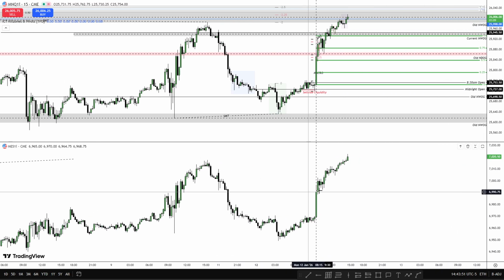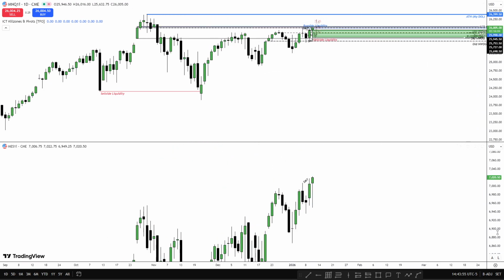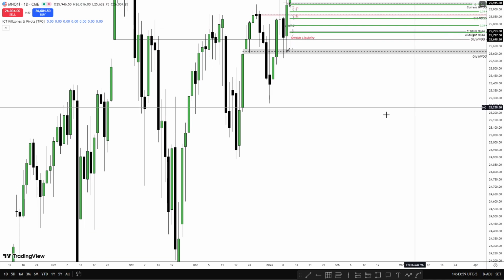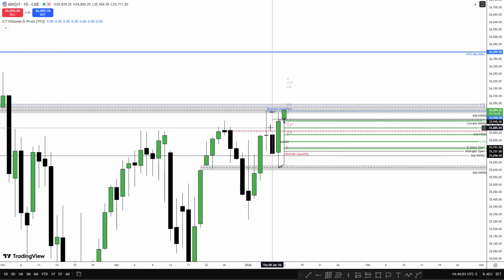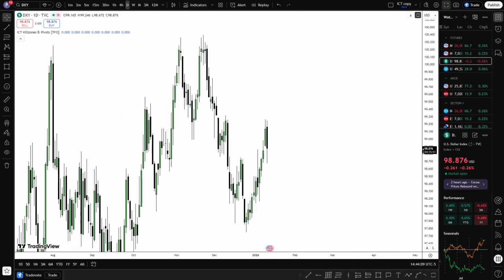What's ES doing? Yeah. If you go on a daily time frame, you can see that ES is already at the all-time highs. Yeah. So I'm expecting NQ to push higher, because the two pairs are correlating together. Yeah, they are moving the same.